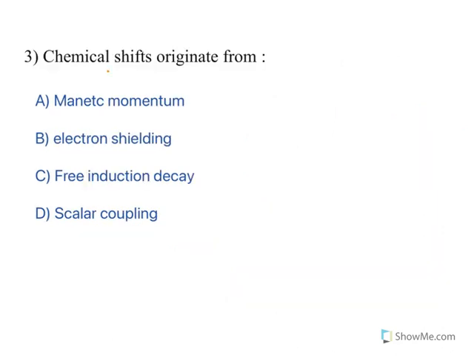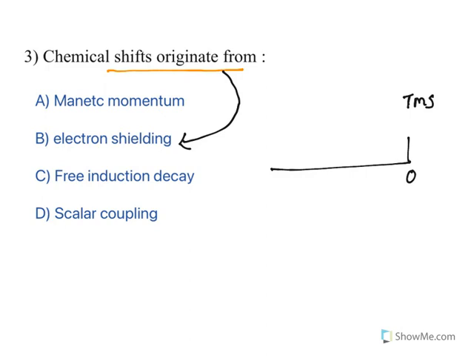Now, chemical shifts originate from... How do they originate? In the first question also we have seen chemical shifts are because of electronic shielding. I have already explained to you that at the end you have tetramethylsilane, the internal standard. Because of these electronic effects, various equivalent protons will come at various places, and this difference is because of the electronic environment. That is what is known as electron shielding. So option B is correct.